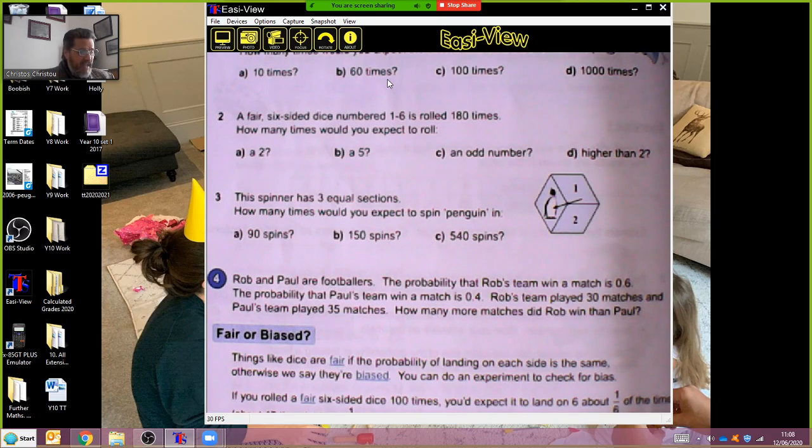So all you've got to do is exercise 2. Again, if you look at your Show My Homework, you'll see it there. Exercise 2 has just 4 questions: 1, 2, 3 and 4. Don't draw anything, because there's nothing to draw. And don't draw the penguin in the spinner. It's just boring. All right.